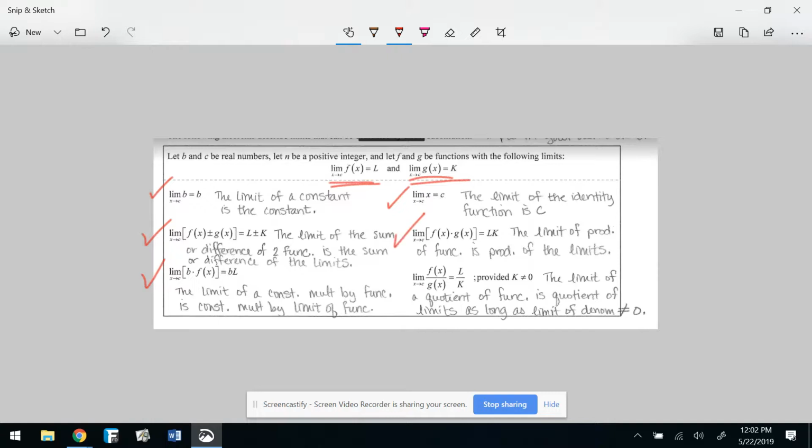The limit of a product of functions is the product of the limits. And last, the limit of a quotient of functions is simply the quotient of the limits, as long as the limit of what is in the denominator is not equal to 0. Go ahead and hit pause, write those out, and we will use those in some problems so you get a better understanding of what they mean and what they represent.